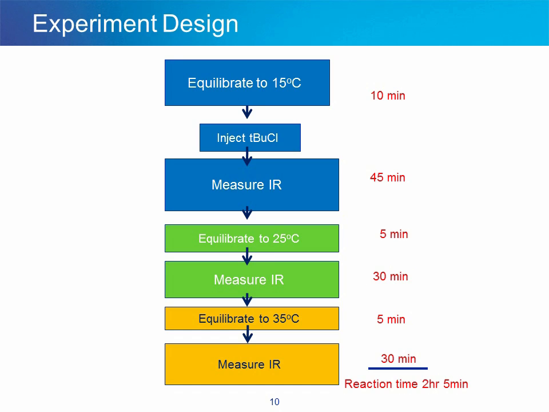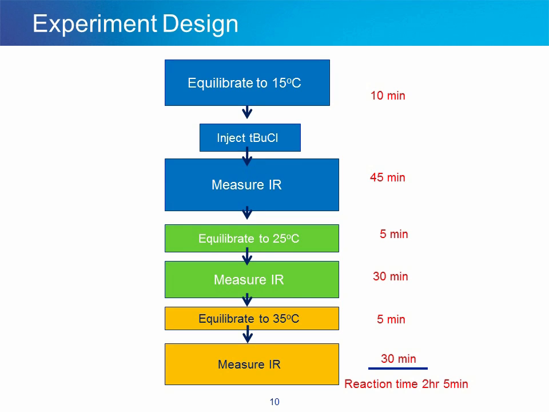Then, after 45 minutes, we do a temperature ramp to 25 degrees C. That takes about 5 minutes on the EasyMax. We measure the IR at 25 degrees C for 30 minutes. And then after that, we ramp the temperature up to 35 degrees C. That takes about 5 minutes. And we measure that reaction at that temperature for 30 minutes. Overall, the reaction time is 2 hours and 5 minutes.